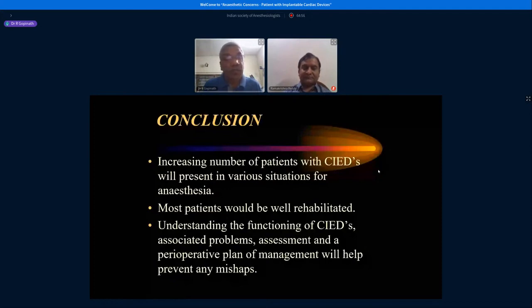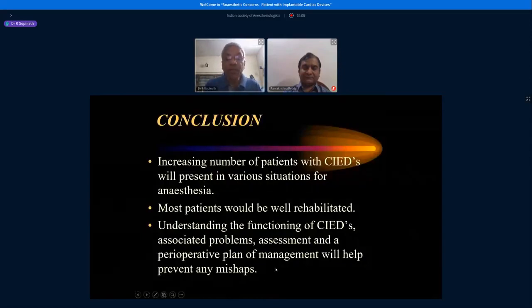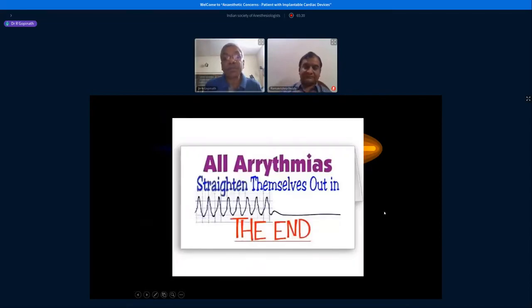One must understand that whenever an intervention like a pacemaker or an ICD is done, the patient would obviously be well optimized or rehabilitated. So for us to prevent any mishaps, you have to understand the complete, thorough functioning of the device, the associated problems, and comorbidities. You should do a proper assessment of the device, and the perioperative plan of management should be in place after discussion with the family and the surgical team, so that you prevent any mishaps from happening.